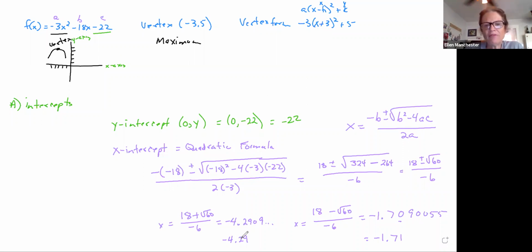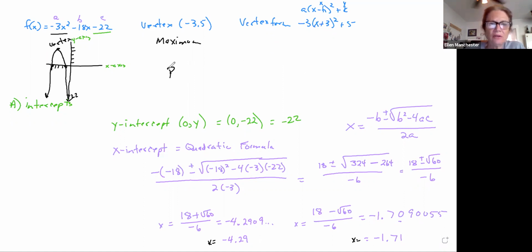Okay, so graphically, it's -4.29. So 1, 2, 3, 4. So it's a little bit past 4. And then -1.71, it's a little bit past -1. So my graph is going to look something like that. And it crosses all the way down here at -22. So my graph's going to look something like that. Okay. So these are my 2 x values. Remember to round them to 2 places.